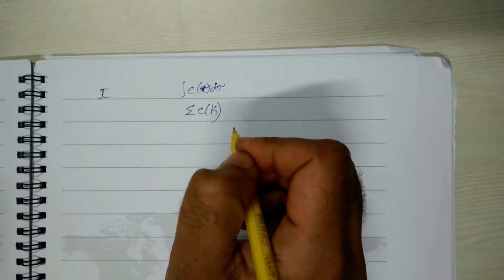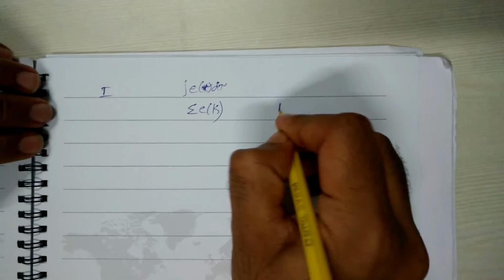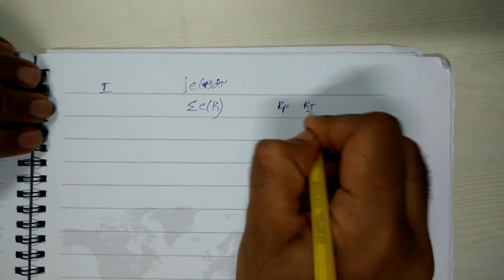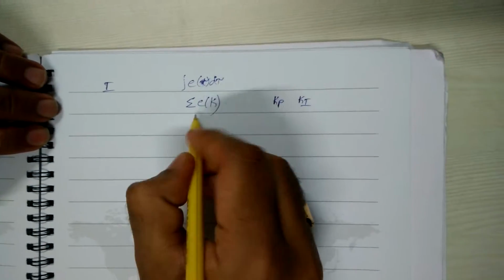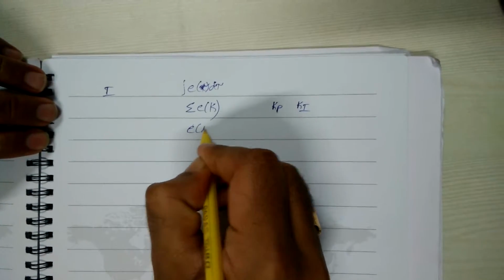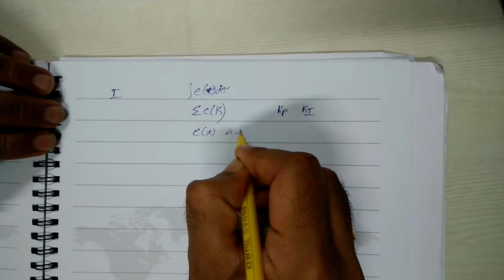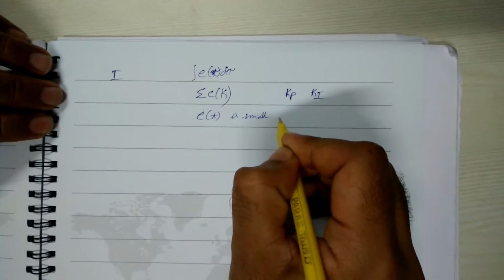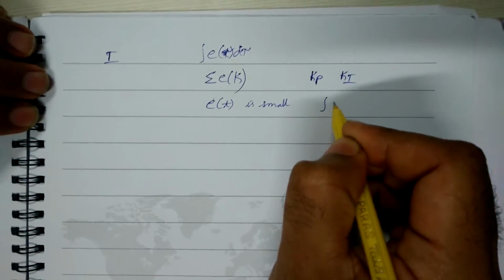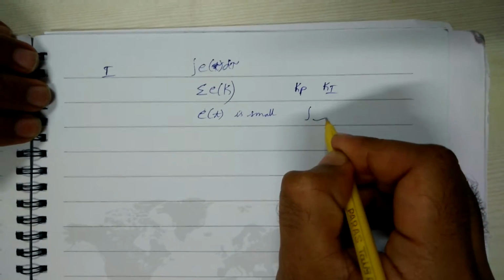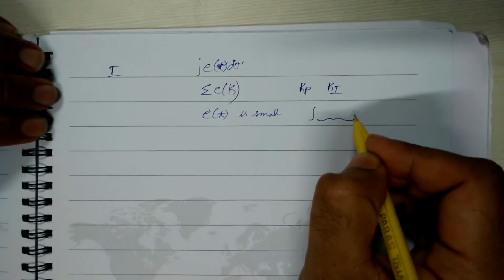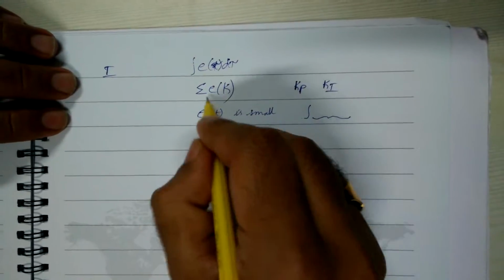So for certain values of Kp and Ki at steady state, if we observe, even though the value of error is small at steady state, this integration action will continue to add these small values of steady state error at each sampling instant.